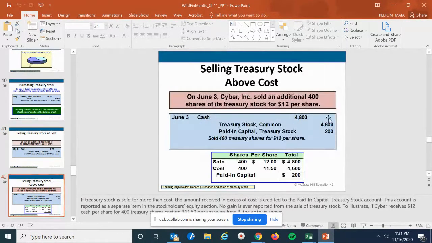Now, look at this situation. If they bought it at $11.50, but they're selling it at $12, then this is exactly what we went over when it came to common stock. The company will be getting more cash, so cash will be going up. The difference between the repurchase price, in this case $11.50, and the selling price of $12 will go into the additional paid-in capital, or paid-in capital in excess of that market price, treasury stock.